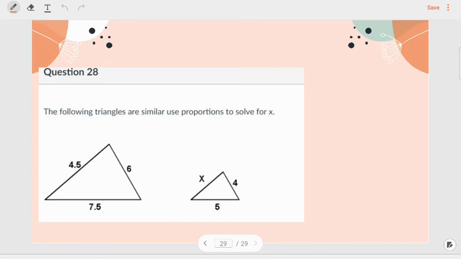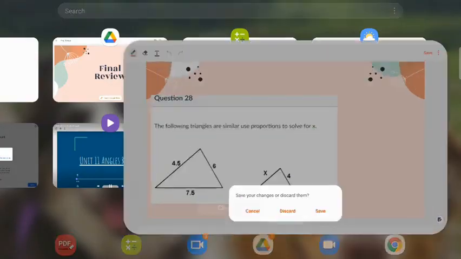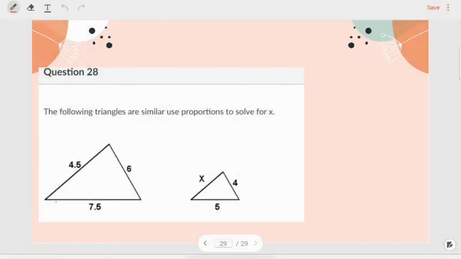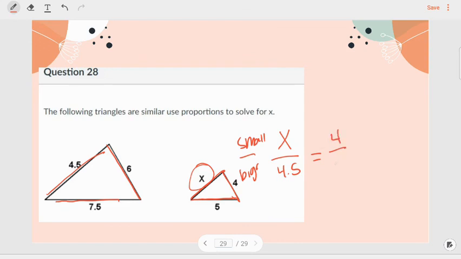The following are similar triangles. Use proportion to solve for x. Because they are similar, that means this length is proportional to this length, and this is proportional to this, which is going to help me. I'm going to start with my x. x over, so the small over the big, x over 4.5 is equal to, now I'm going to write a proportion for two sides that I know, 4 over 6. So I'm going to cross multiply.